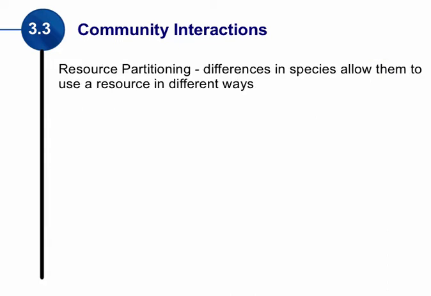Well, if we have resources that are being used by different species, they may not be competing, they may be doing what's called resource partitioning. And what this involves is two species that use the same resource in a different way. So rather than compete at the same time, they use it in a different way.